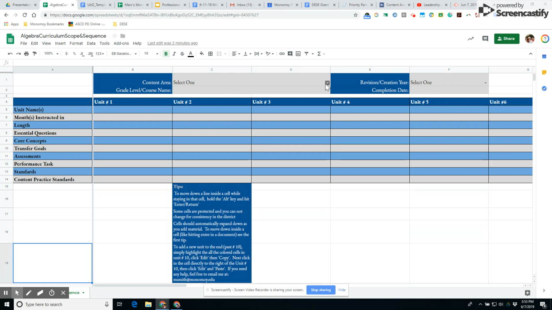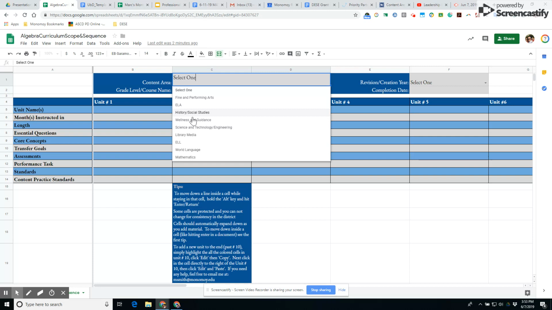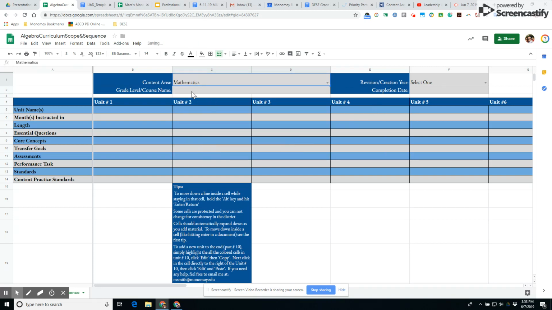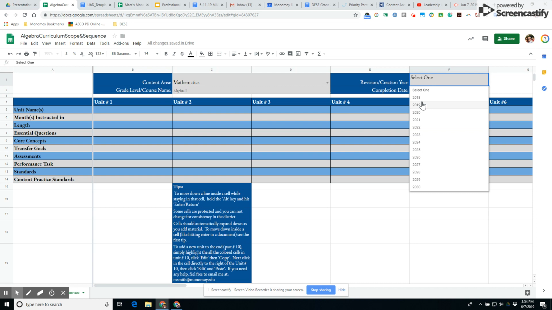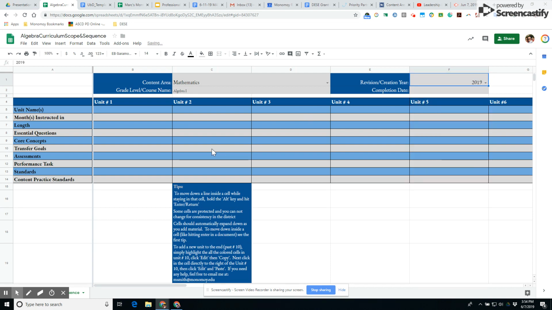The next, some simple things up here you can select from. So if it was algebra, obviously that's in the mathematics department. Let's say this is algebra 1 versus algebra 2. And then when are we doing this? In which year? So we're working on it currently in 2019.